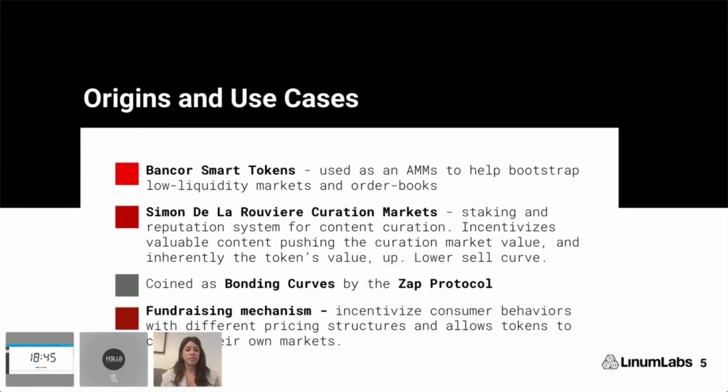And then the final use case for it is a fundraising mechanism, which is the main form that I will be focusing on today. It essentially incentivizes consumer behaviors with different pricing structures. So it's like an initial token offering, an initial coin offering, but even smarter than that and even more controlled. And I will go in depth on how these bonding curves can incentivize different behaviors.